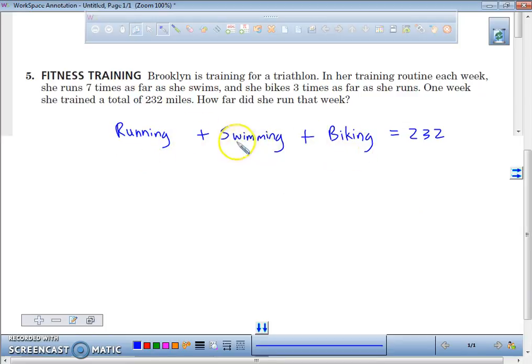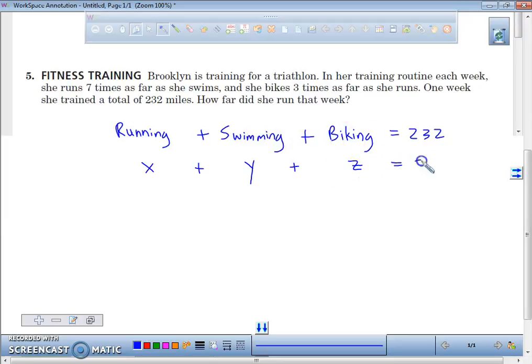Now, you could use variables of R, S, and B if you wanted to. But being that S looks like a 5, I'm going to choose X, Y, and Z. Now, you can choose any 3 variables that you want. What am I saying X is equal to? Running, like the miles she ran. Y is equal to the swimming, and Z is equal to the biking.